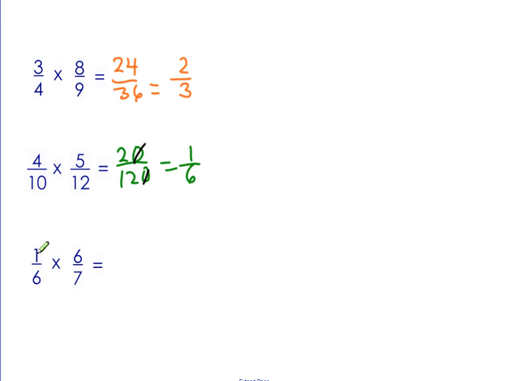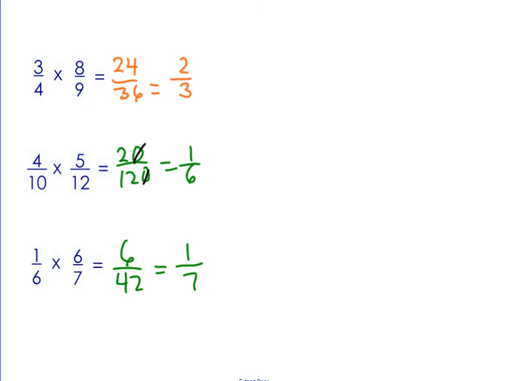Now finally, we have 1/6 times 6/7. So we're going to multiply the numerators, 1 and 6, and we get 6. And multiply the denominators. 6 times 7 is 42. And I know both 6 and 42 can be divided by 6. So we'll do 6 divided by 6 to get 1, and 42 divided by 6 to get 7.